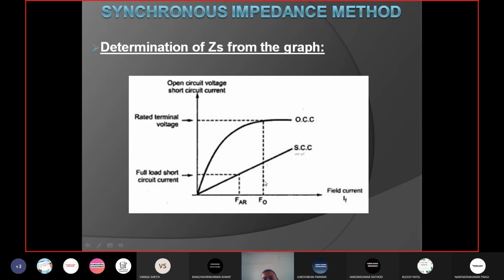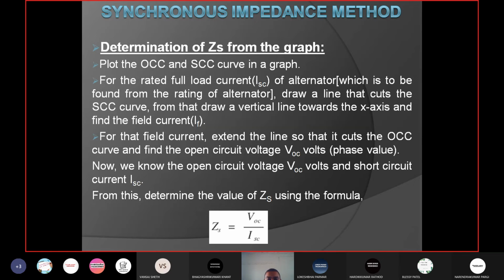Then we have to find the short circuit current. For the rated field current, measure the short circuit current, that is the rated short circuit current. So from this graph we find the VOC rated and ISC rated. After measuring the VOC and ISC, we can calculate the synchronous impedance: ZS is equal to VOC divided by ISC. This VOC is the per phase value.